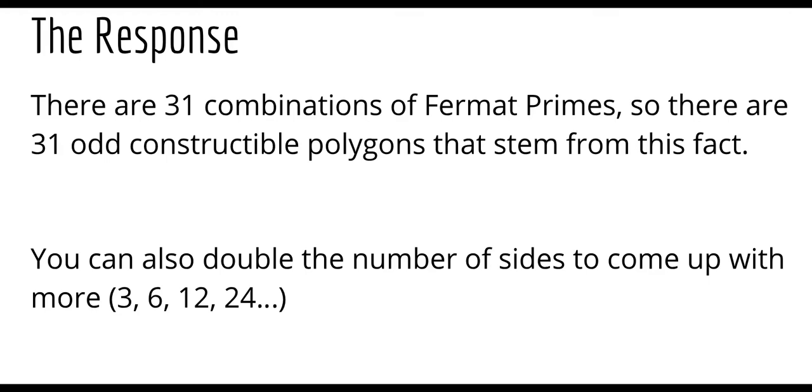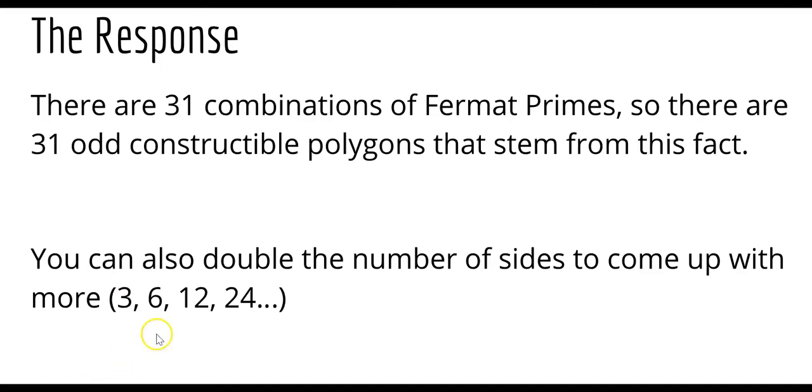So there are 31 combinations of Fermat primes, so there are 31 odd constructible polygons that stem from this fact itself. Then you can start doubling the number of sides, because remember the Gauss-Wantzel theorem says that your polygon needs to be a product of a power of 2. So that's how we can arrive at some of these other polygons as you see below.